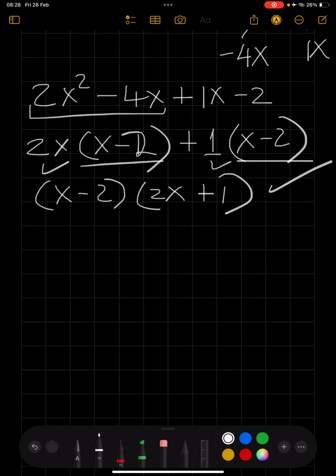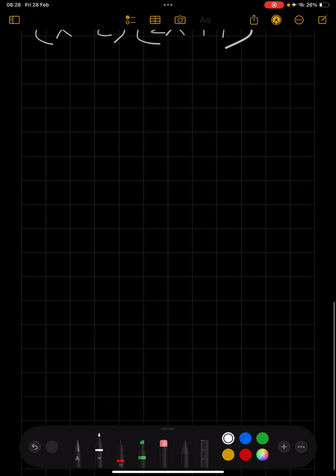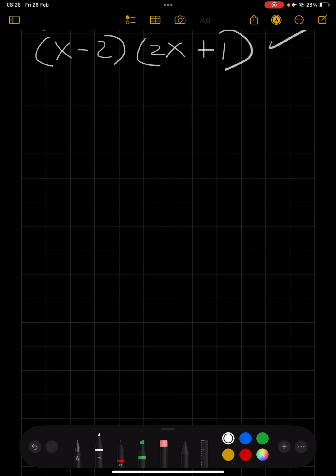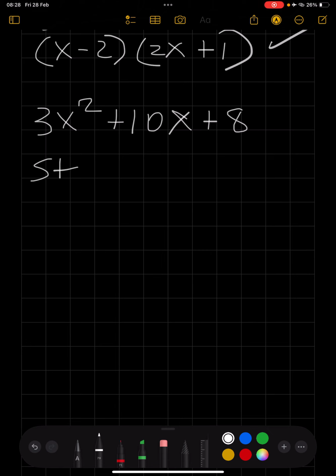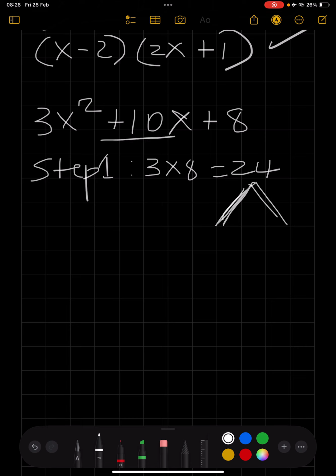All right. And let's try another one. Let's try another one, ladies and gentlemen. We have 3x squared plus 10x plus 8. Step 1. Obviously, we're going to say 3 times 8, which is 24. Now we're going to look for two numbers that when we multiply them, they give us 24. And when we add them, they give us the middle term, which is 10x.